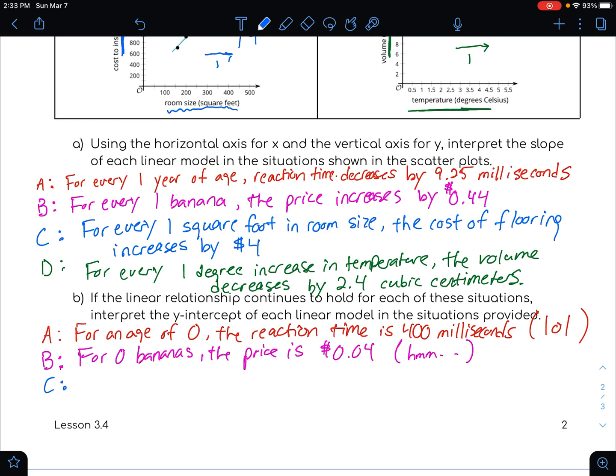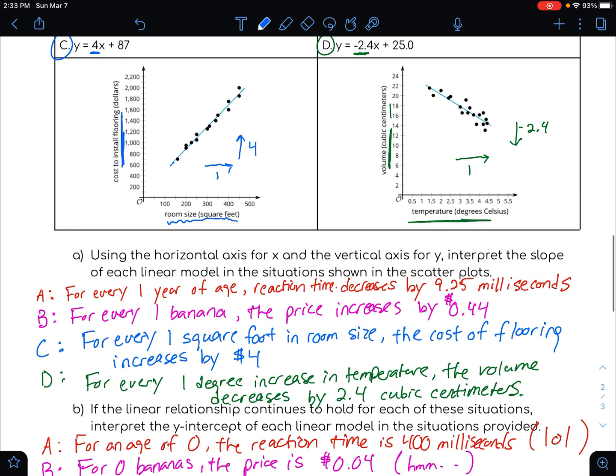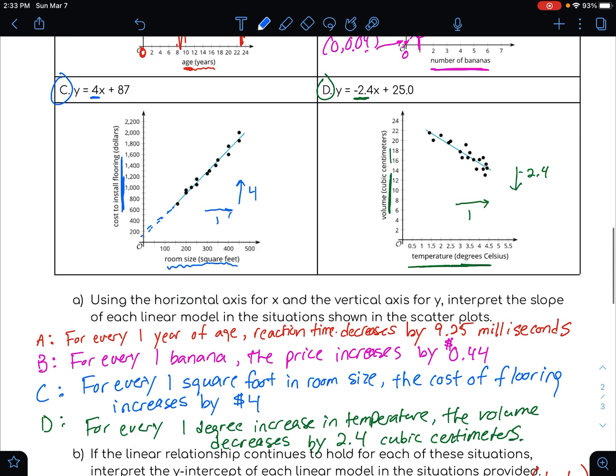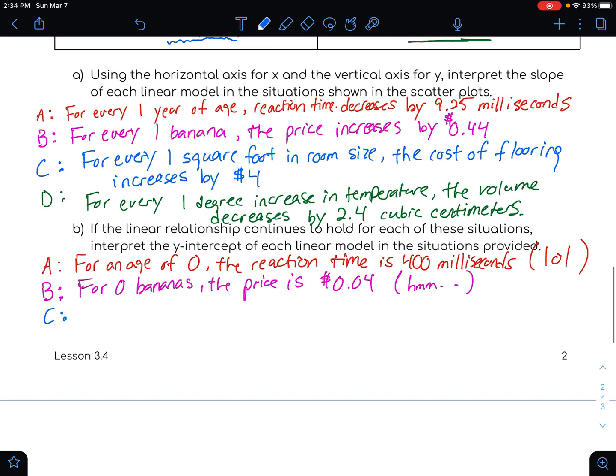All right, C. If we extrapolate this backwards, it looks like it's going to cross down here. It actually turns out 87 is where it's going to cross. So (0, 87). That would mean for a room that is 0 square feet, it's going to cost $87. For 0 square feet, the flooring will cost $87.